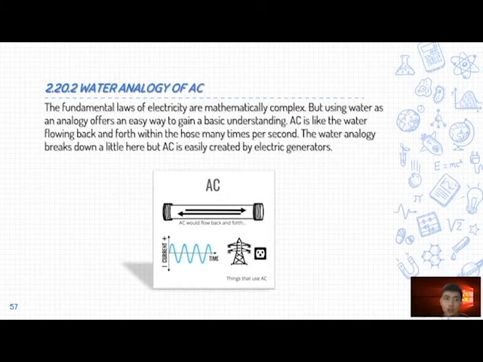The fundamental laws of electricity are mathematically complex, but applying water as an analogy makes it easier to get a basic understanding of AC circuits. We imagine that the flow in an AC circuit is just like water flowing back and forth within the house many times per second.